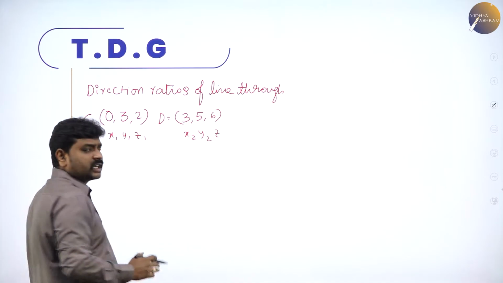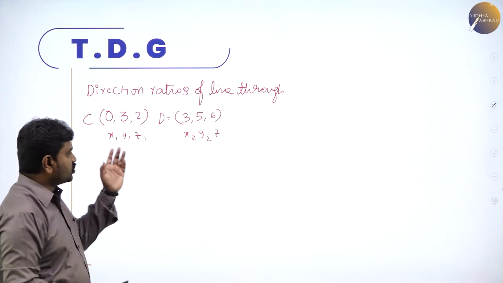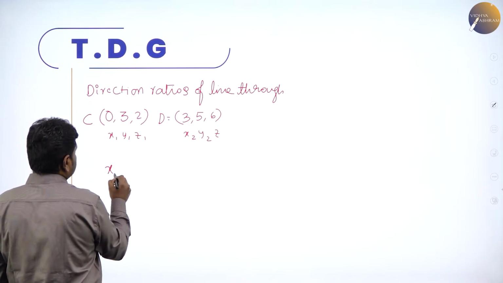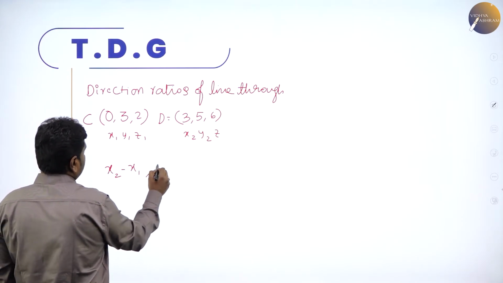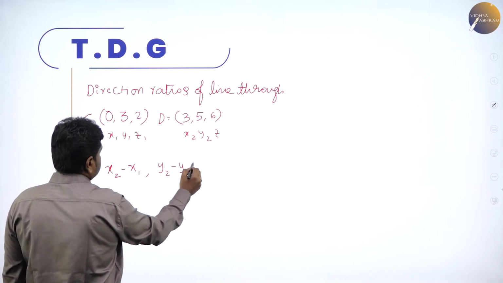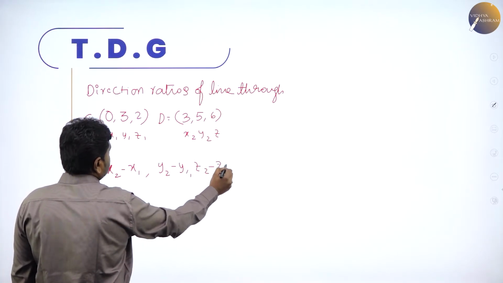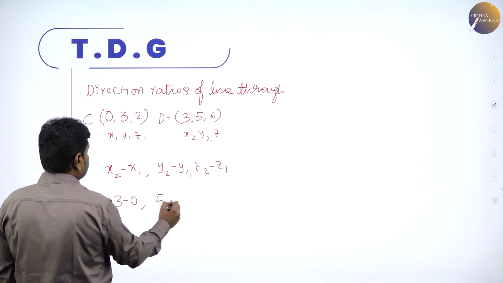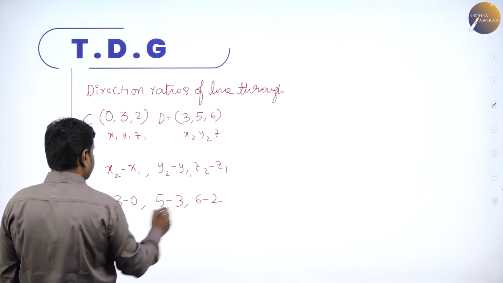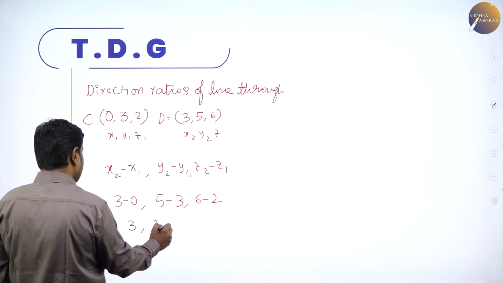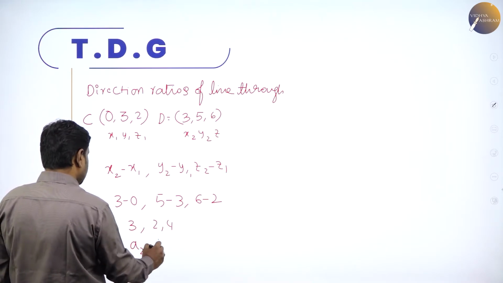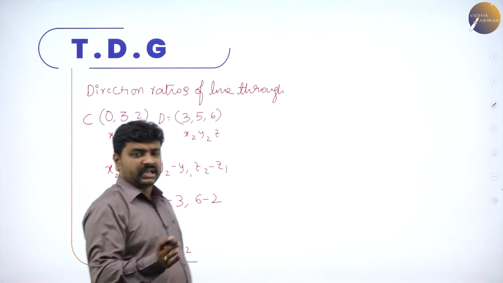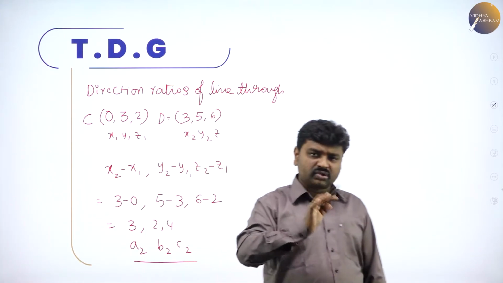How to find direction ratios of a line joining points? x2 minus x1, y2 minus y1, z2 minus z1. Subtract, so that will give you 3 minus 0, 5 minus 3, 6 minus 2, which is 3, 2, 4. We call it a2, b2, c2. These are the direction ratios. So we got the direction ratios of the first line and of the second line.